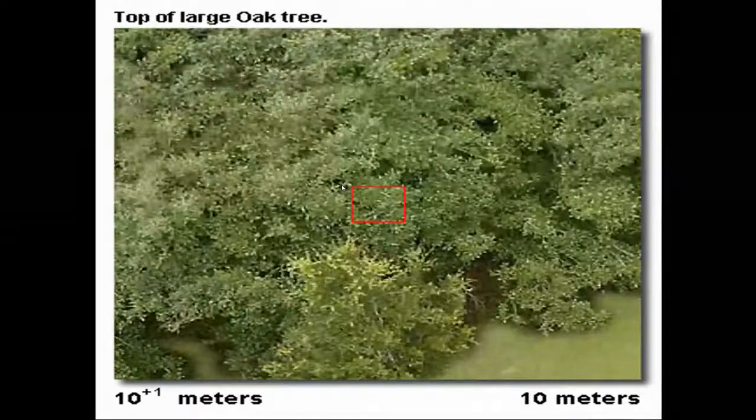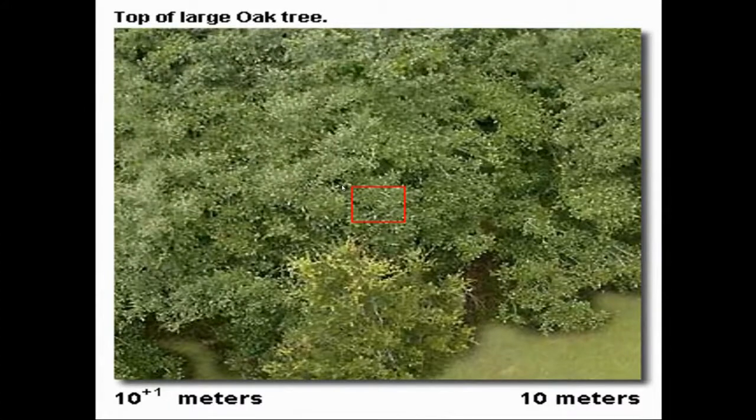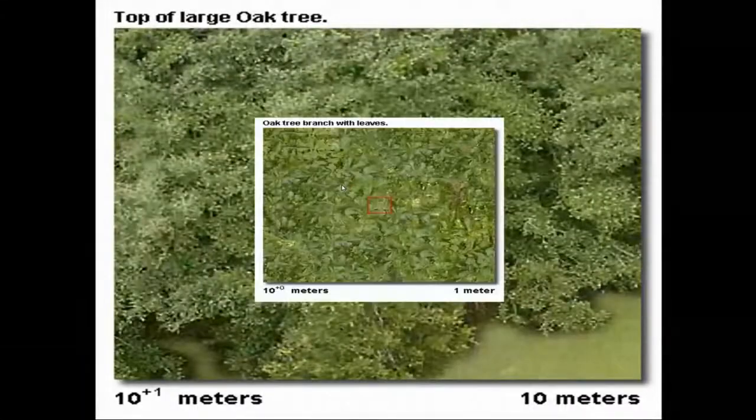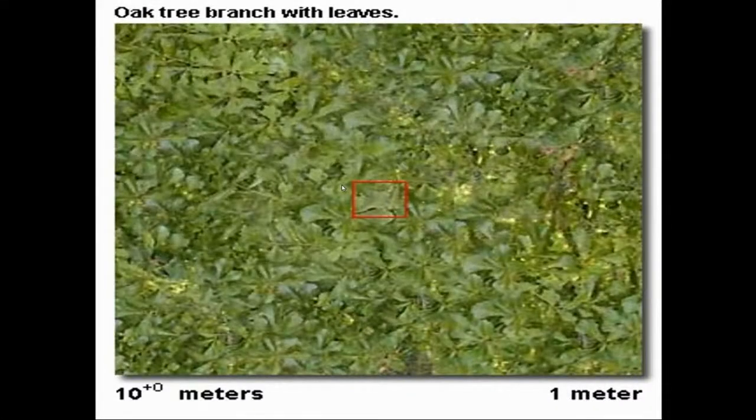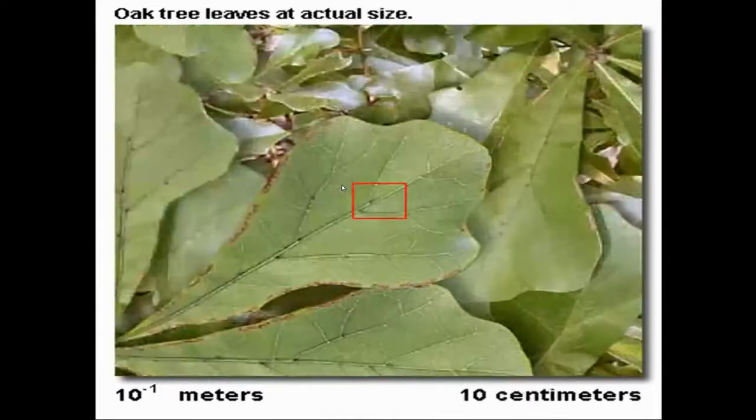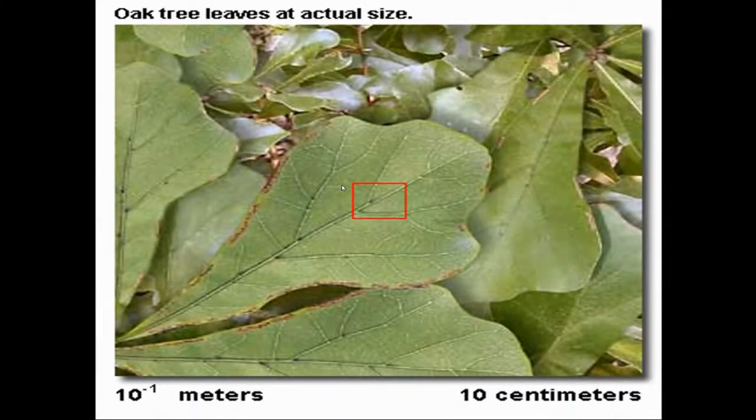At 10 meters, that's the size of a tree from one end to the other. Now at 1 meter, you can see clearly some tree leaves. And if you go to 10 centimeters, you can basically see clearly leaves on the tree. And we use the tree here because it signifies life.